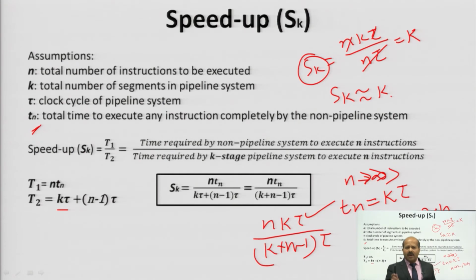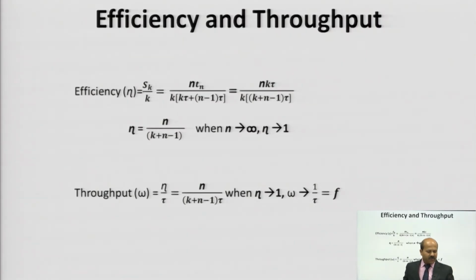So, this is a general question you may be asked, to prove the speed up factor for a pipeline system having k stages, which is k times faster than the corresponding non pipeline system. So, this way you can prove. There are a few more performance metrics through which we can calculate the system performance.